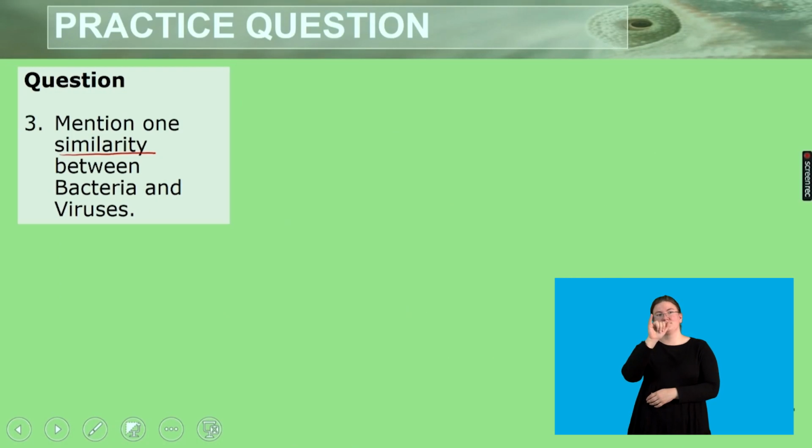Moving on to the next question, which is question 3. This question says we must mention one similarity between bacteria and viruses. So we are looking at characteristics that can be the same or are found in bacteria and are also found in viruses.